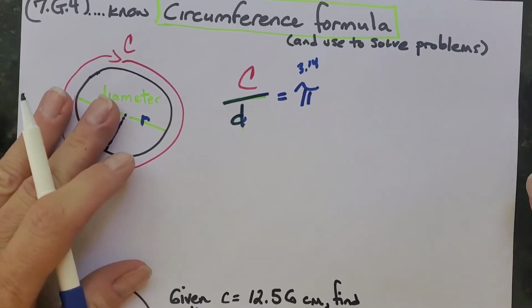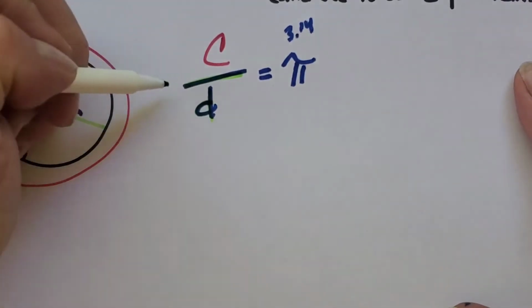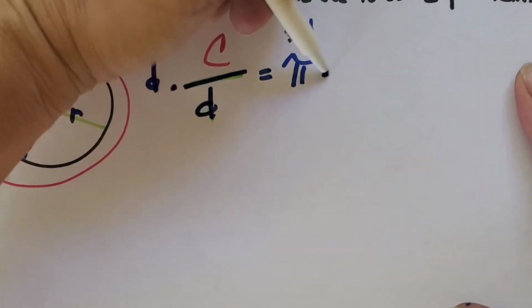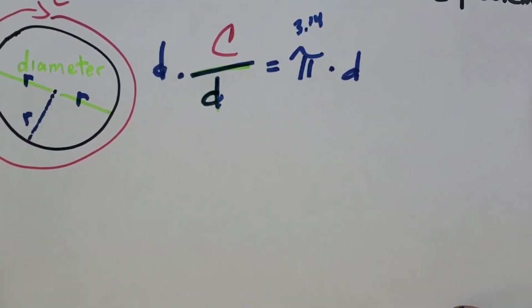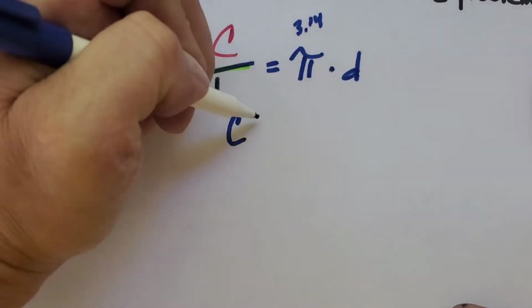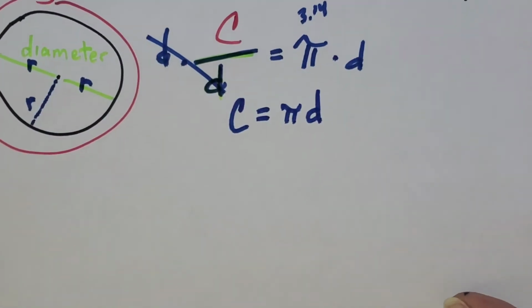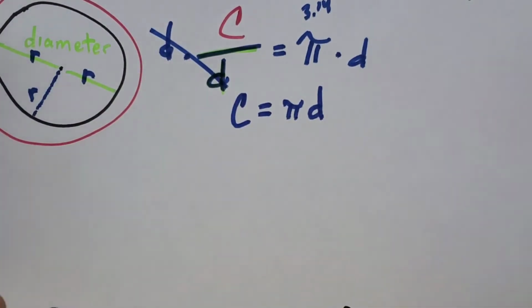If we take this equation, we can easily manipulate it with some algebra. We can take both sides and multiply by the diameter, and what ends up happening is you isolate the circumference. So the circumference is equal to pi times the diameter of a circle. So that's where the formula comes from.